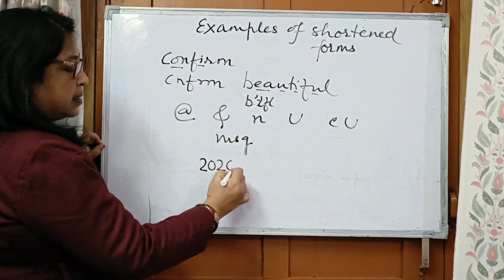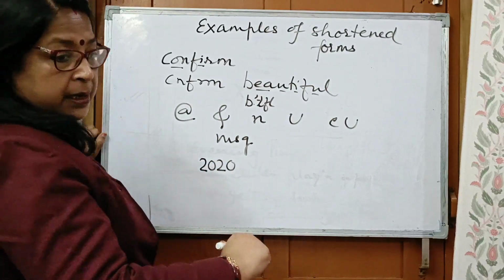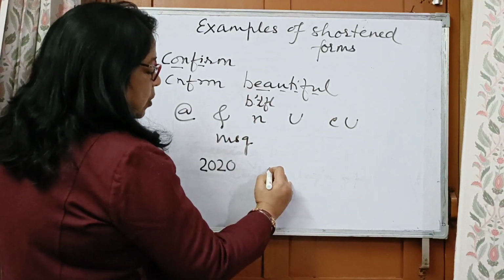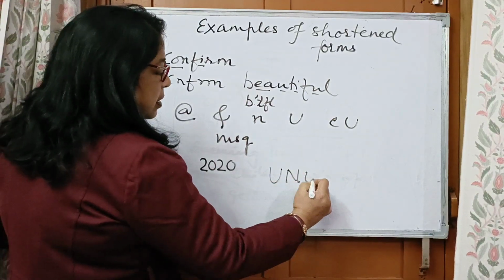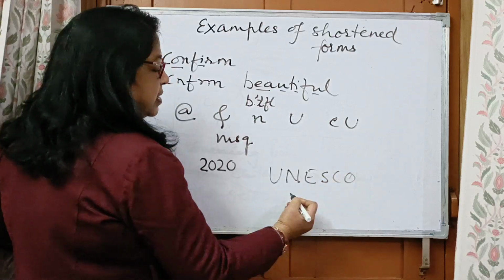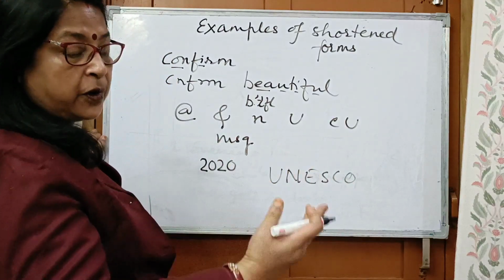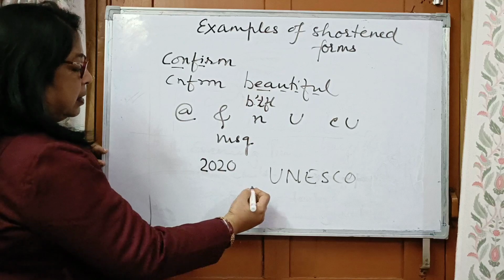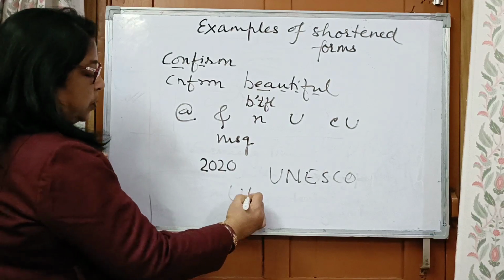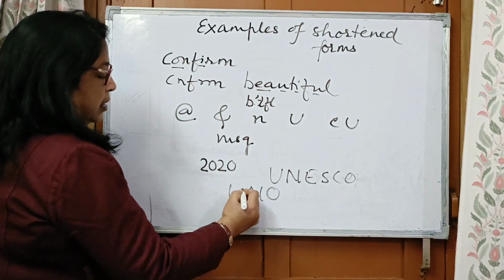then 2020, if it is in words, you can write in numbers, 2020. Then UNESCO, they are called acronyms. UNESCO, for organizations, you can take the first letter and form your own acronym or abbreviation. UNO, these are all shortened forms.